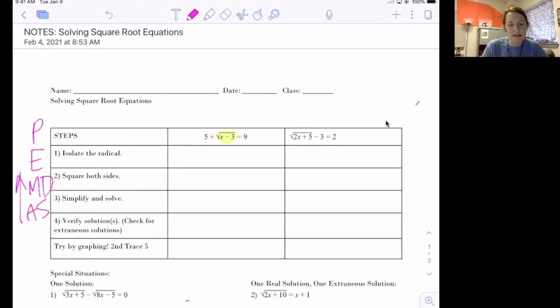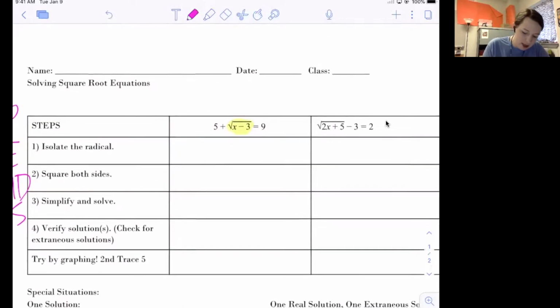We're going to move anything that needs to be added or subtracted first. So I'm going to do that by subtracting 5. The left side zeroes out. I'm left with the square root of x minus 3 equals 4. So our radical has been isolated.